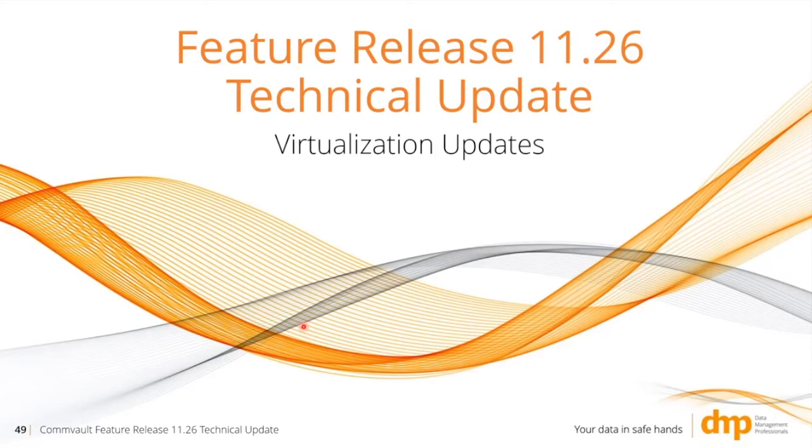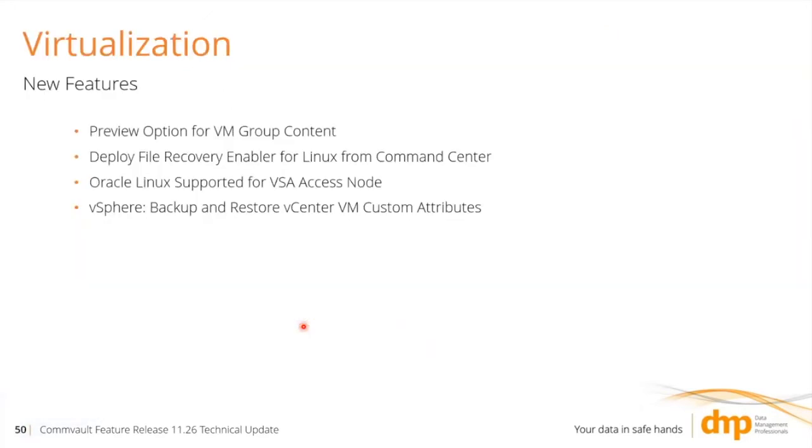All right. Then we go into the virtualization updates. Some new features there. There's a preview option for VM group content. We will dive into that in a moment. You can now deploy the file recovery enabler from the command center, which has some advantages. Oracle Linux supported for the virtual server access node, and the custom attributes backup restore for vCenter.